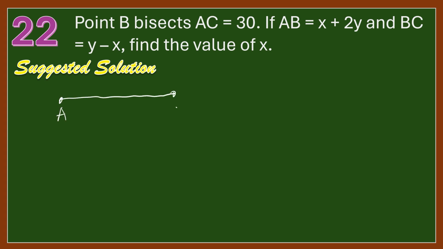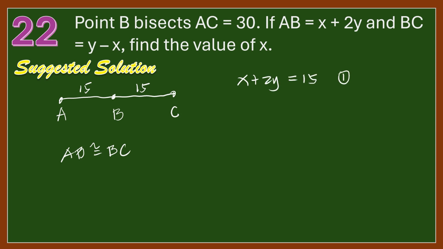We know that this is bisected by point B, and since segment AC is equal to 30, and by the definition of segment bisector, we have AB is congruent to BC. That means AB and BC are segments with equal measures. Again, AC is 30, therefore AB is 15 and BC is also 15 units. Now we have AB is equal to x plus 2y, so we have x plus 2y equals 15. Let this be our equation 1.